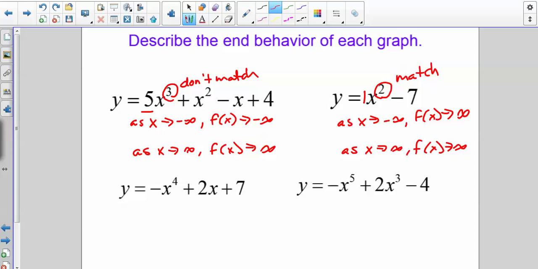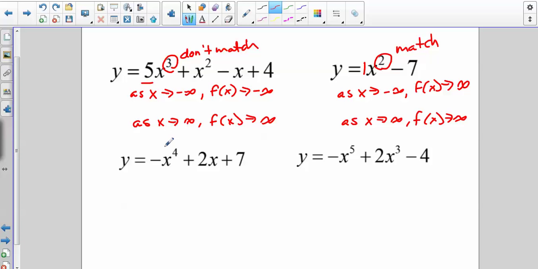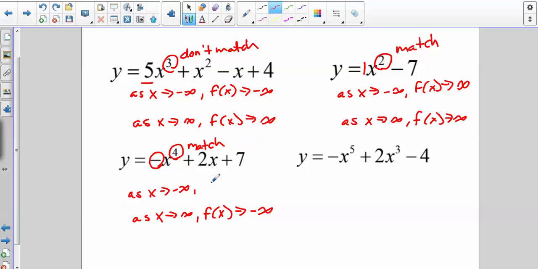All right, third example. My leading coefficient is negative, so that means my right side is going down. As x goes to infinity, f of x goes to negative infinity. My largest exponent is even, so my ends match. So on the left side, as x goes to negative infinity, my y value is going to match what happened on the right side. It's also going to go to negative infinity.